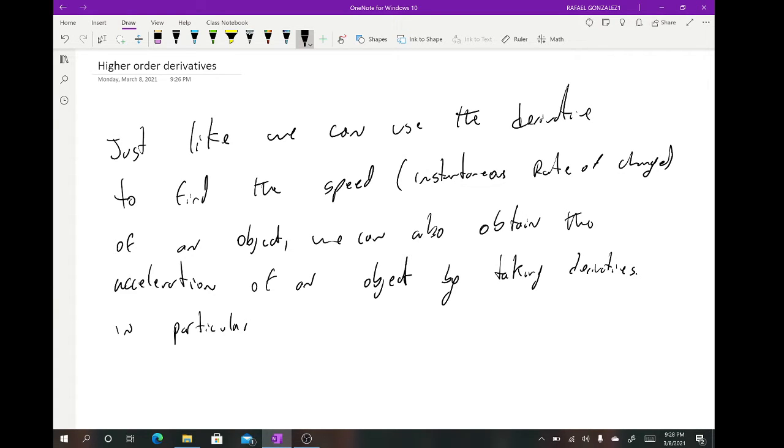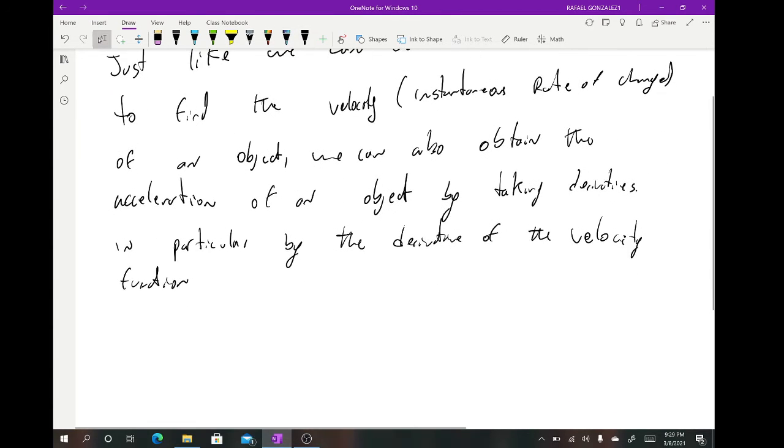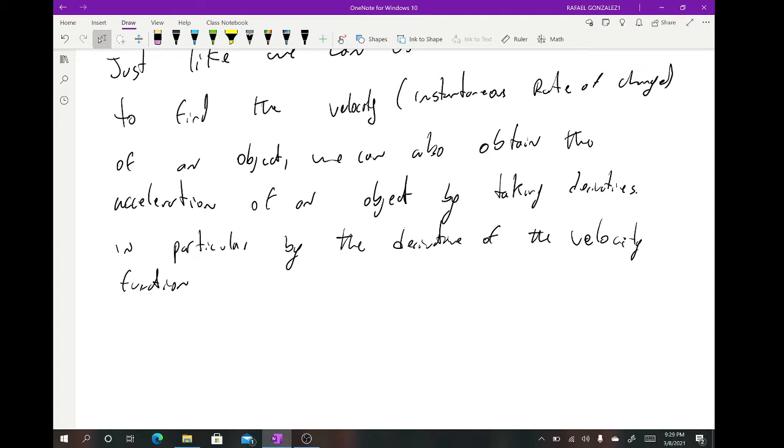when I say speed, I mean velocity here. Let me just use the actual word velocity. Velocity, speed, I use that interchangeably. So in particular, by taking the derivative of the velocity function. That's why I renamed it again, because most books will use velocity function. It's okay to call it speed though. Okay, so what do we mean by this?